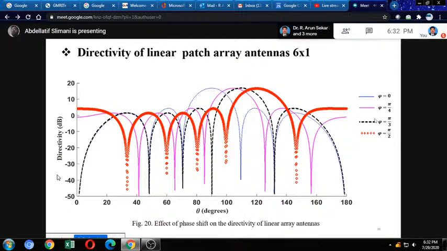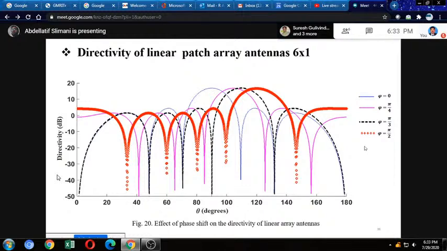Okay, so also if I change the phase shift toward pi per 3 in black color, we can observe that the direction of propagation changes, but the level of radiation stays stable. Also for pi per 2 in red color. So the phase shift has no effects on the level of radiation. It changes just the direction of propagation.